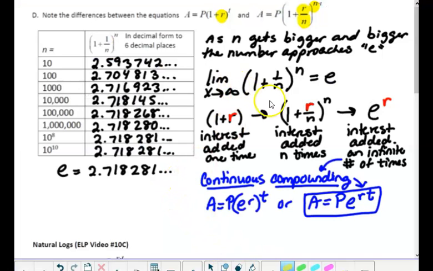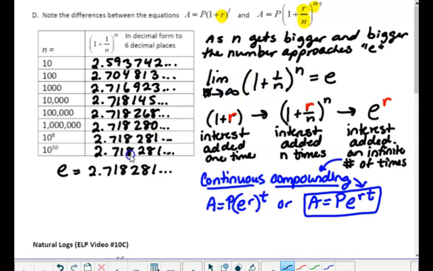Now, how does that relate to what we're doing in this unit? Well, before I say that, this is said in mathematics. We can say when one number approaches another number as a certain number goes to infinity. So we can say here, and I wrote this wrong, this should say as n goes to infinity, not x goes to infinity. We say as n gets bigger and bigger, the number approaches e. In mathematical symbolic language, we say the limit as n goes to infinity of 1 plus 1 over n to the nth power is e.